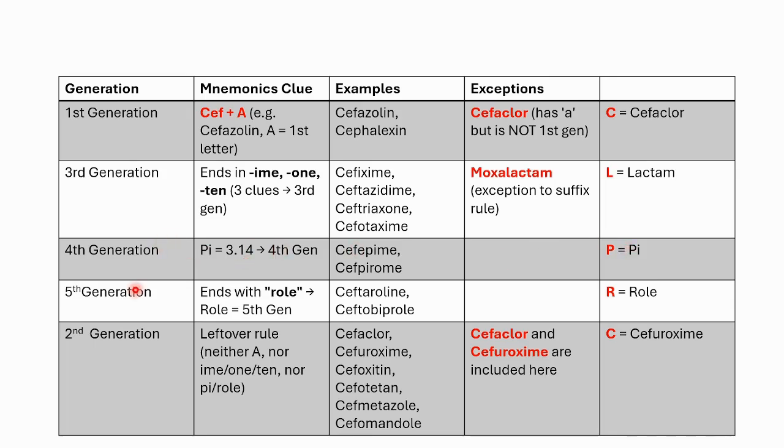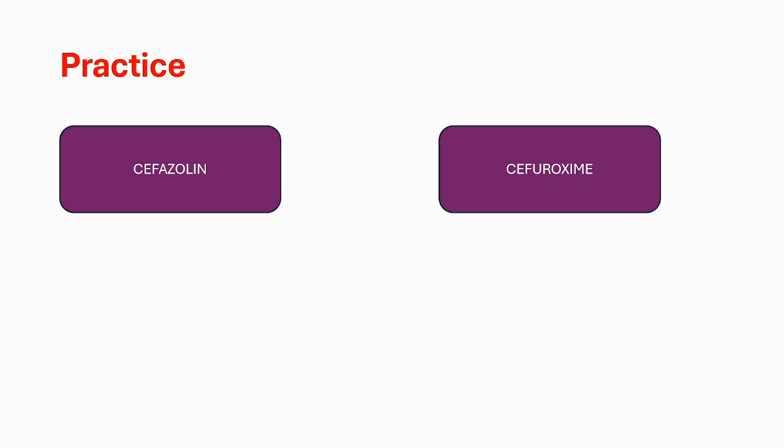And 5th generation ends with roll, anything that has a roll falls in 5th generation. So I hope this makes it very clear. So I have some practice questions, so let's do it together.